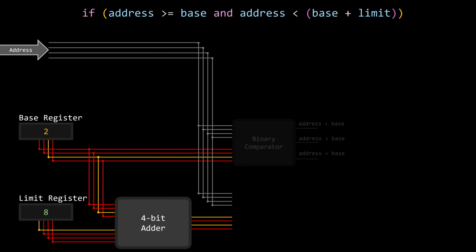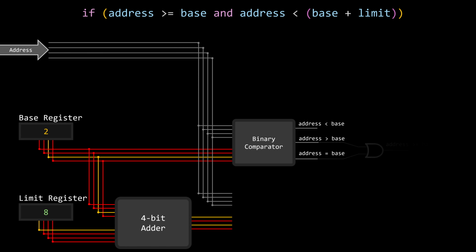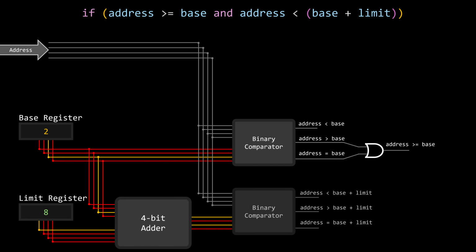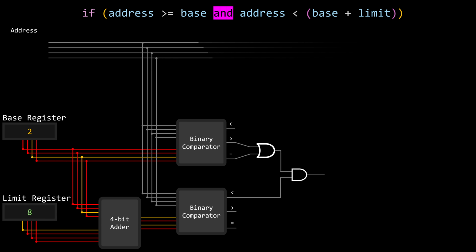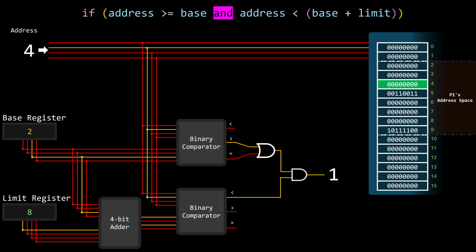We'll use one comparator to check whether the address is greater than or equal to the base, and another to check whether it's less than the upper bound. But remember, both conditions must be true for the address to be valid. So we'll combine the outputs using an AND gate. And that's it. The wire at the end of our circuit will only be active if the address passed to memory falls within the address space defined by the base and limit registers.